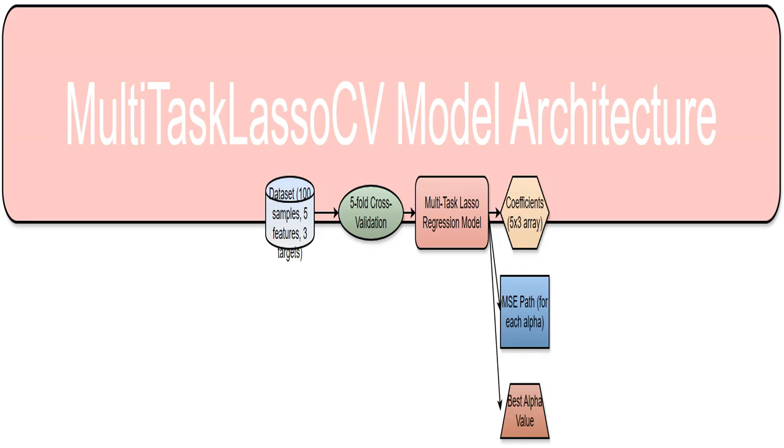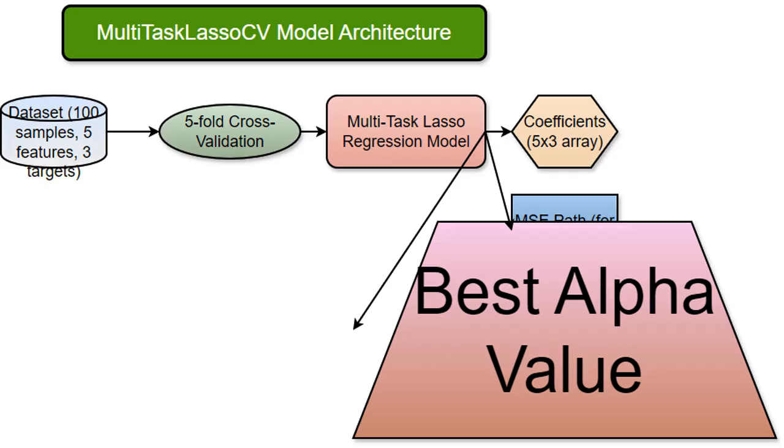The MultiTaskLassoCV model is designed specifically for solving multiple related regression problems simultaneously. It's not just fitting 3 separate models, it's leveraging the relationships between the targets to improve efficiency and prediction accuracy. After trying different alpha values during cross-validation, the model selects the single best alpha that minimizes the MSE across all folds and targets. This is the alpha value that results in the best overall model performance.